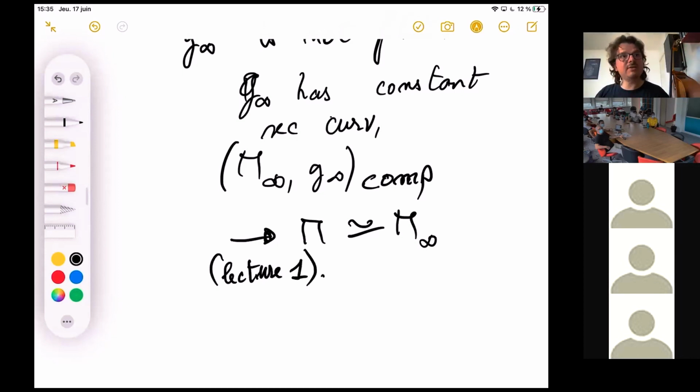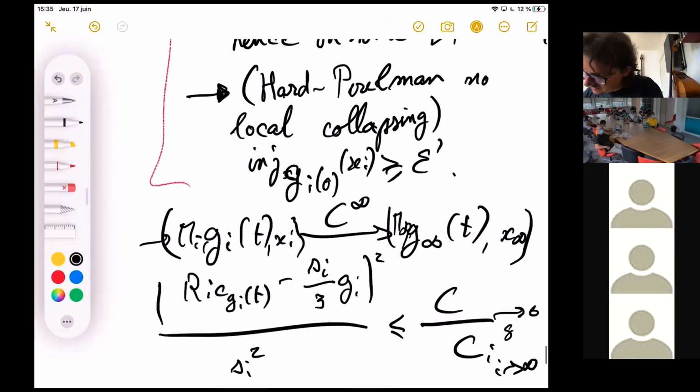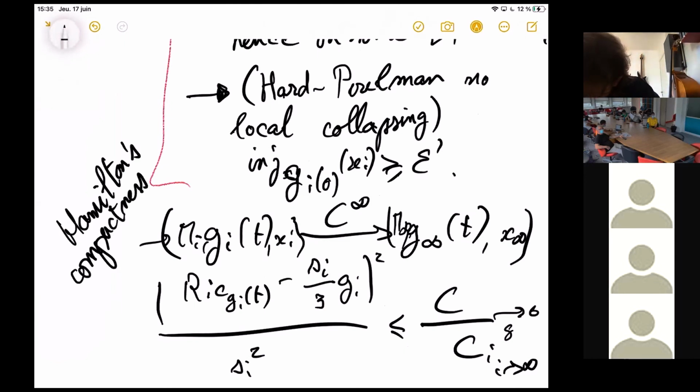Okay, and this idea of blowing up the solution is a very fruitful one. So I wanted to give you one example. And maybe let me give a pointer here. Let me say that this is Hamilton's compactness theorem.